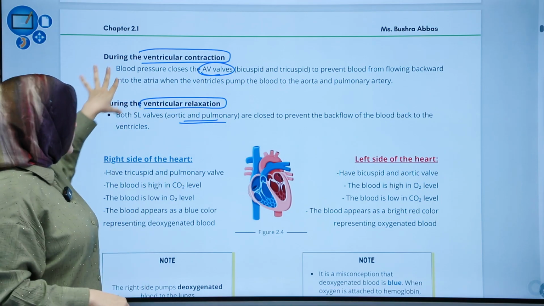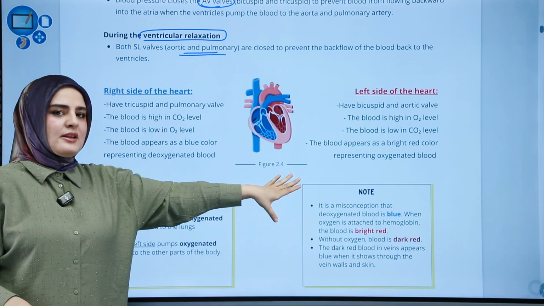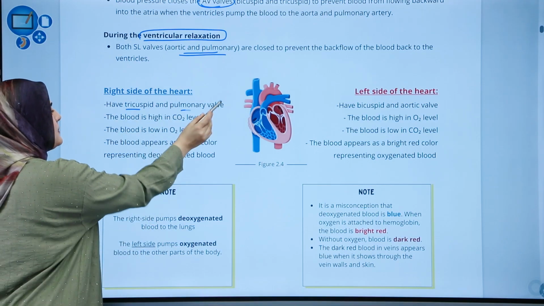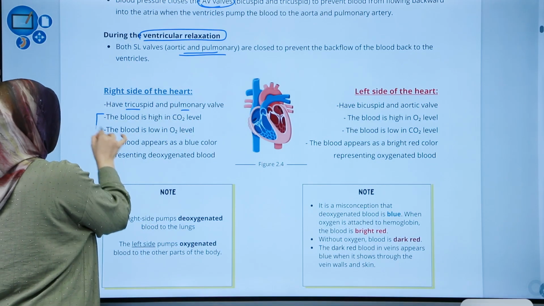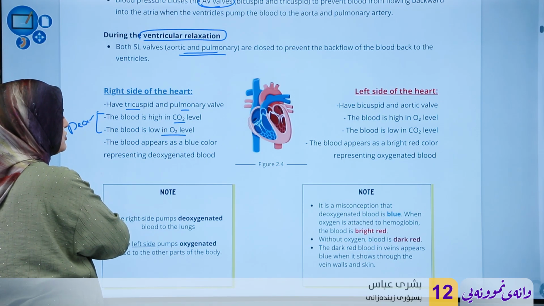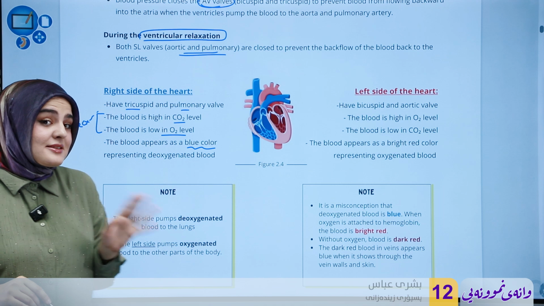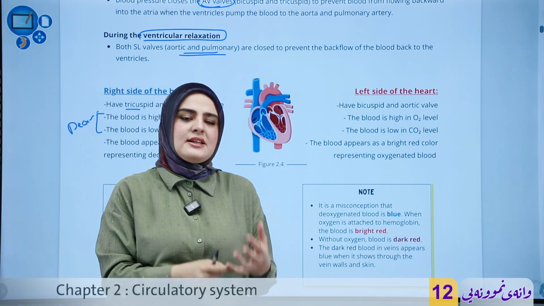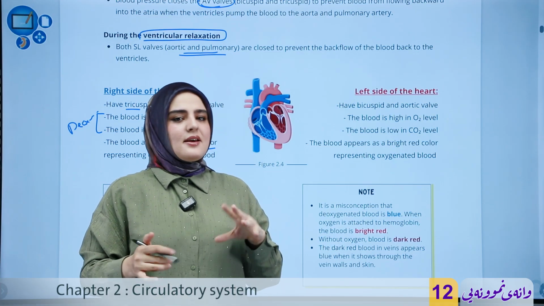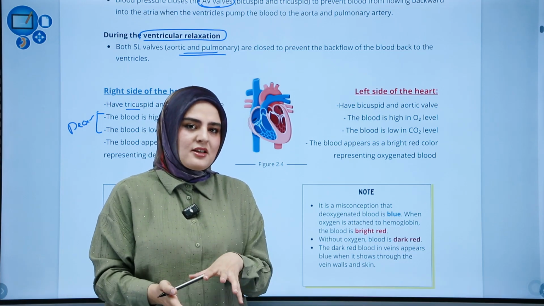Good. That's it. You can memorize them, and there are some descriptions about what is on the left side, what is on the right. Remember, we have deoxygenated blood, tricuspid, pulmonary, deoxygenated, with high CO2, low O2, and the blood appears to be blue. However, blood in reality is not blue. You might say, oh, miss, what about our veins? They appear to be greenish, bluish, purplish. That is because the reflection and the undertone of your skin creates that illusion.